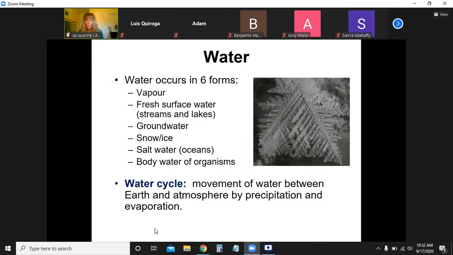Okay. A little bit more about water. So water occurs in six forms in the biosphere. So it's as vapor, as a gas, fresh surface water, so like in streams and lakes, groundwater, snow and ice, of course, salt water in the oceans, and then the body water of organisms is another source of water. And then, of course, there's the water cycle. And you, again, probably learned about this quite a few times. So this is the movement of water between the earth and the atmosphere by the precipitation and by evaporation. So precipitation falling down and evaporation going back up. And so precipitation is the driving force of that water cycle. And so, you know, about 71% of the Earth's surface is water, which is a lot, right? More than half. But only a small amount of it is actually available to life as fresh water. And so the biosphere really depends on this continual cycle of renewal and replenishment of fresh water to keep things going.